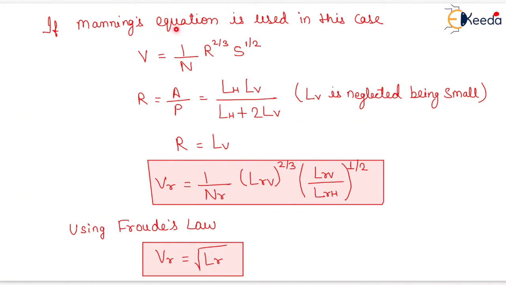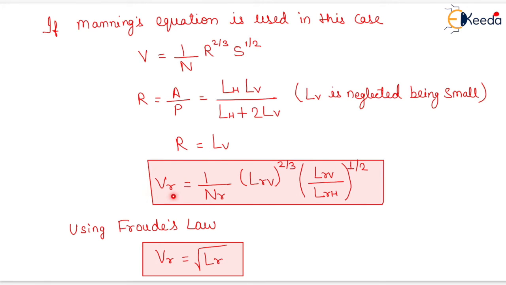If Manning's equation is used in this case, then V will be equal to 1 by N, R to the power 2 by 3, S to the power 1 by 2. Therefore, R will be equal to A by P, which will be equal to LH into LV upon LH plus 2LV. Now, if LV is neglected being small, therefore R will be equal to LV only.